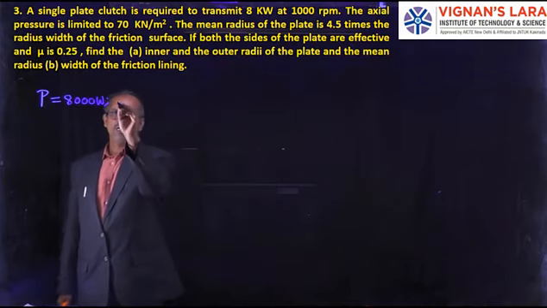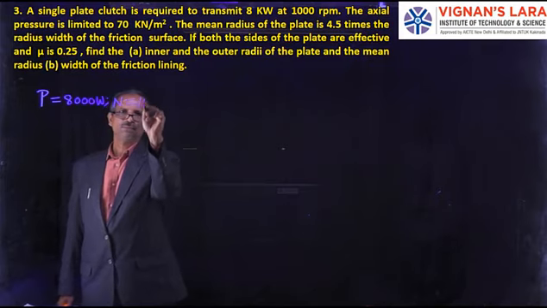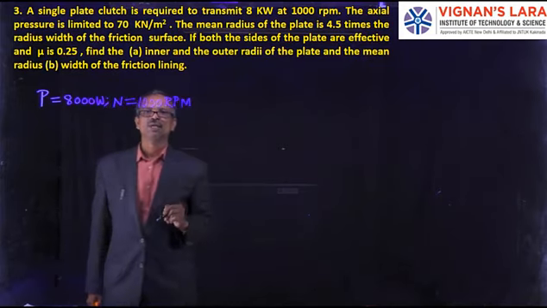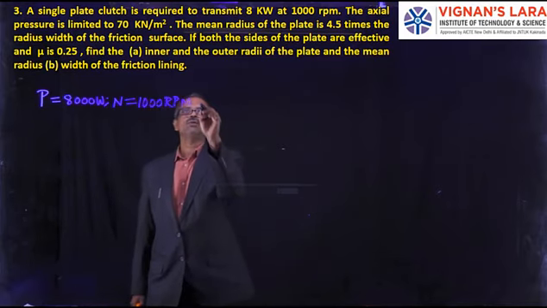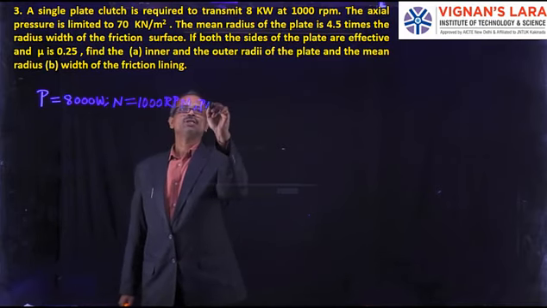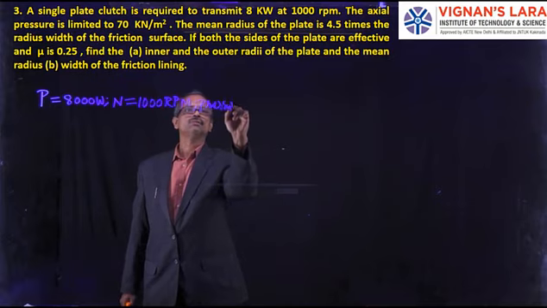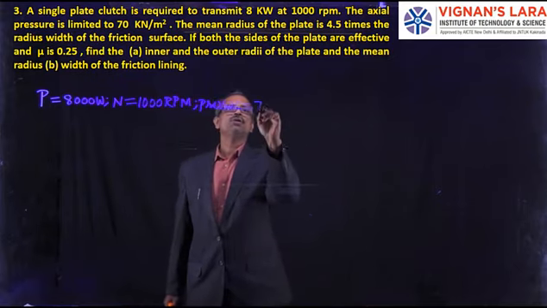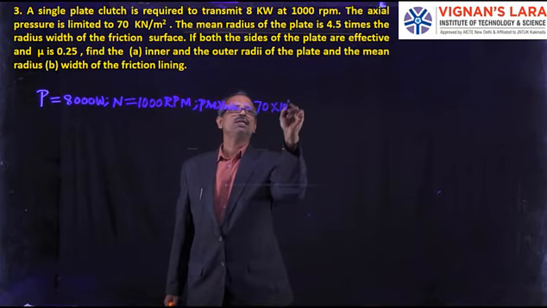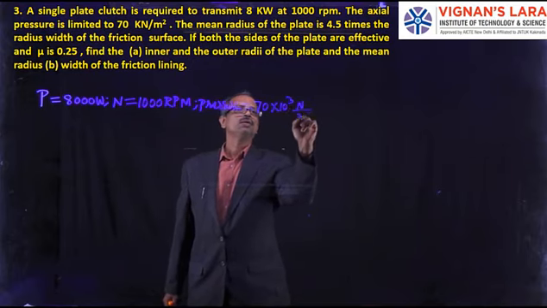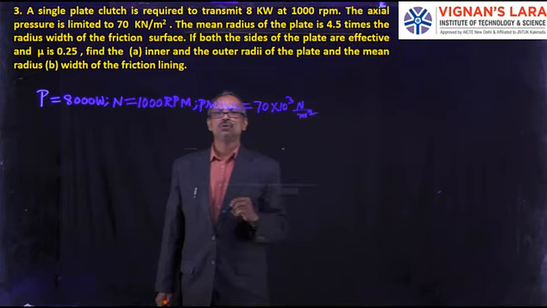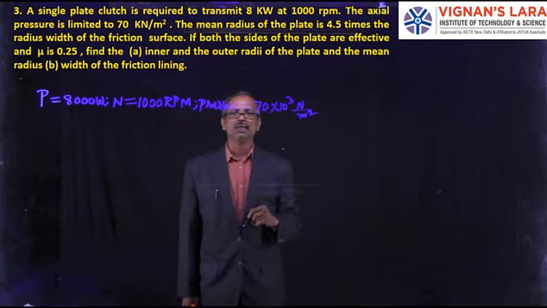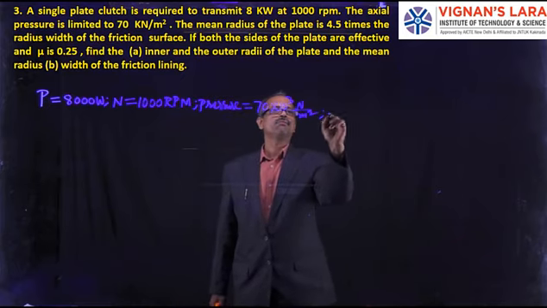And speed of 1000 RPM. The axial pressure is not to exceed 70 kilonewton per meter square, that is 70 into 10 power 3 Newton per meter square. The mean radius of the plate is Rm.